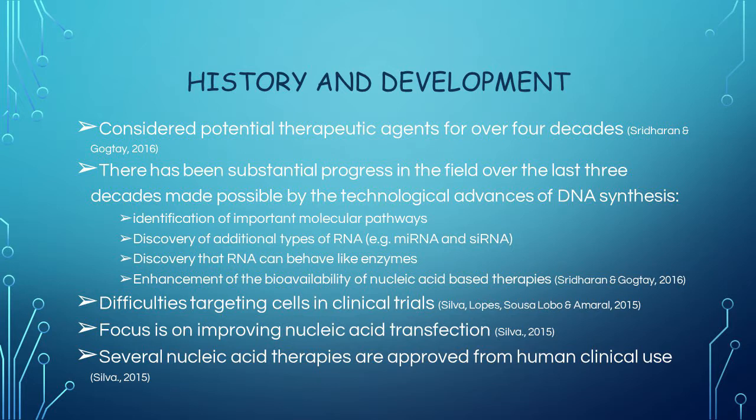A number of advances have been pivotal in this progress. The identification of several molecular pathways central in the study of diseases. The discovery of additional types of RNA, including microRNA and short interfering RNA, each with complex biological functions essential to nucleic acid therapeutics. The discovery that RNAs can behave like enzymes, which has led to progress being made regarding the development of RNAs with additional properties that are useful for therapeutic applications. And finally, the enhancement of the bioavailability of nucleic acid-based therapeutics.